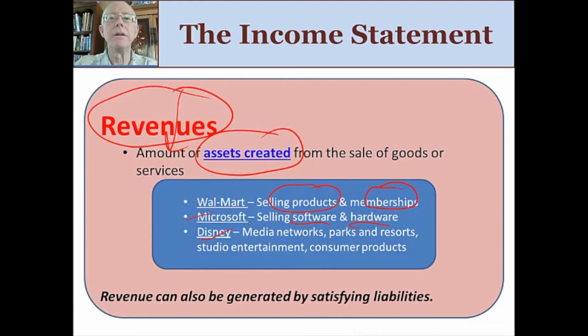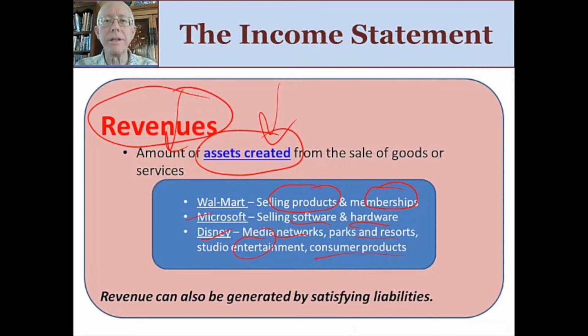Disney generates revenue in many different ways. Disney generates assets through their media networks, television, through their parks and resorts. Oh yeah, you've been to Disneyland. You know what I'm talking about. Through their studio entertainment, so you've seen their movies, and through their consumer products. Some of you have Winnie the Pooh in your bedroom. When you bought that, from Disney's standpoint, they created revenue. They generated assets through selling you that product. So revenue represents the amount of assets created through doing business.